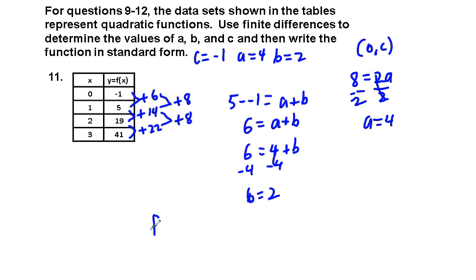So in standard form, our function here is going to be f of x equals ax squared. So that's going to be 4x squared plus bx. So it's going to be plus 2x plus c, and c is negative 1. So that's going to be our quadratic function in standard form.